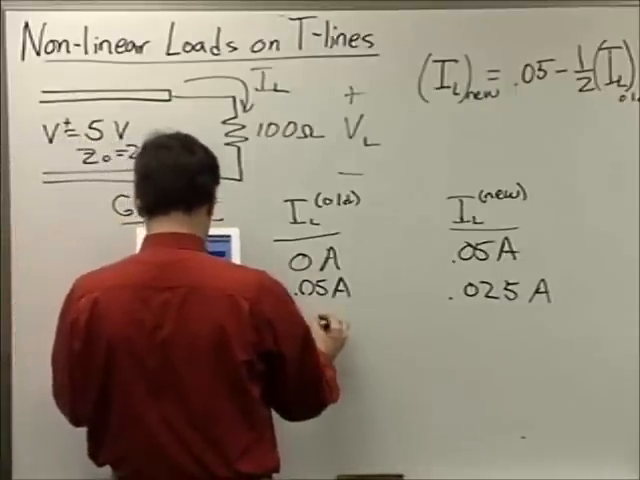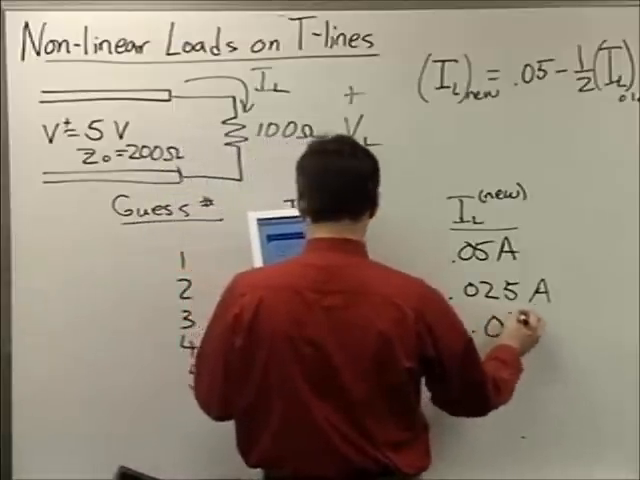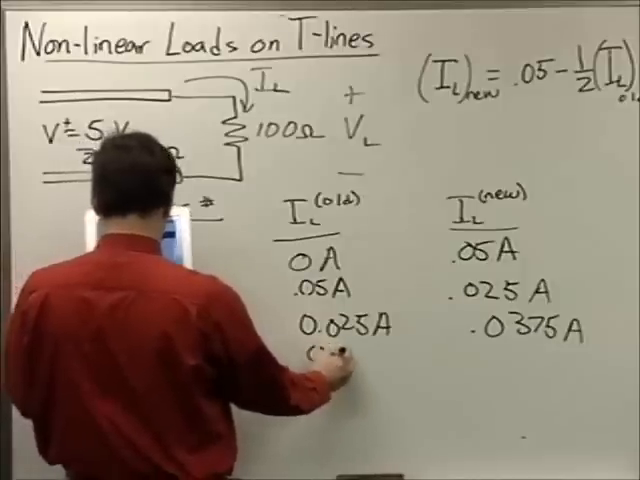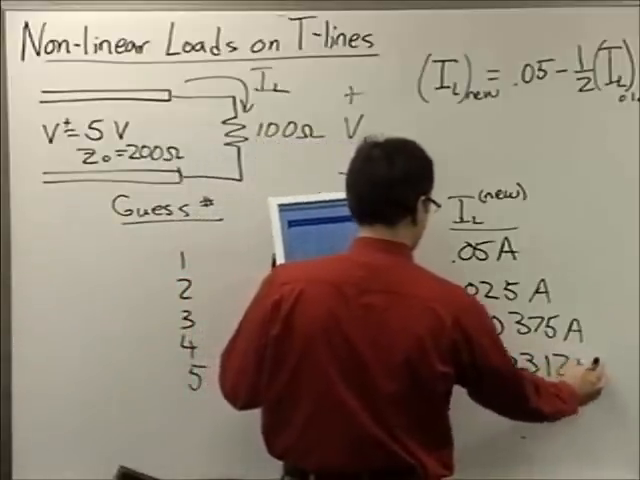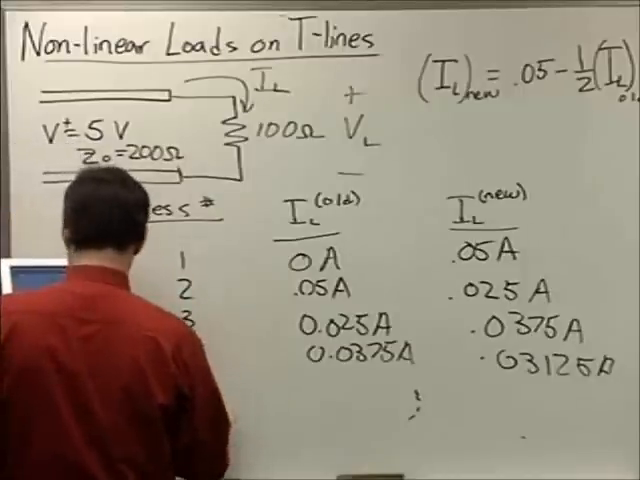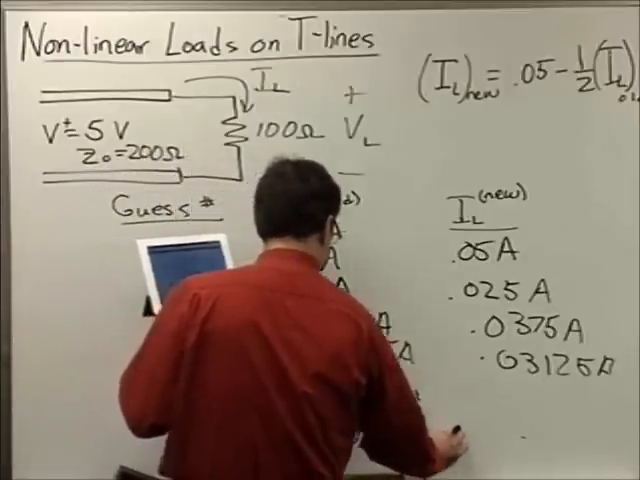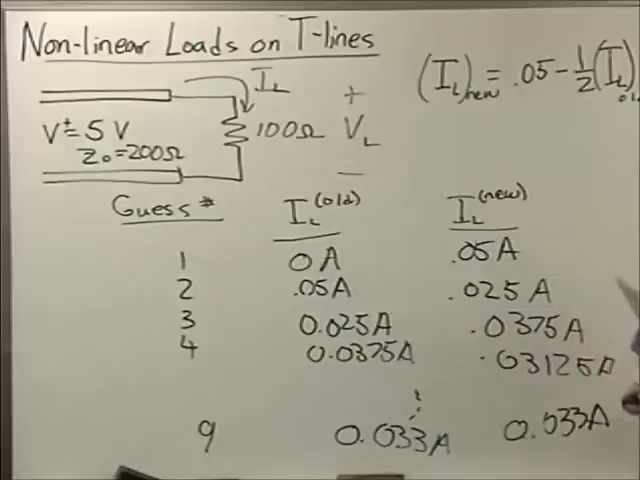And so I keep repeating that. 0.025 amps. This becomes 0.0375 amps. And I plug in my fourth iteration, 0.0375 amps. And this comes out 0.03125 amps. And so forth and so forth. And finally, at iteration number 9, I find that I put in 0.033 amps, and out comes 0.033 amps. So up until at least 3 digits of precision, it's essentially the same value.